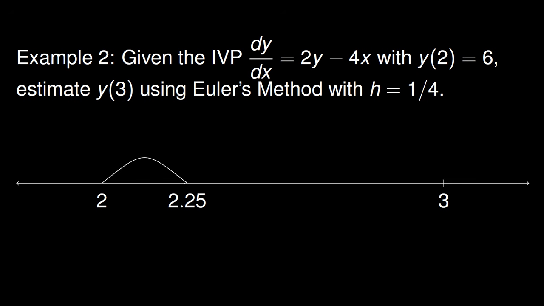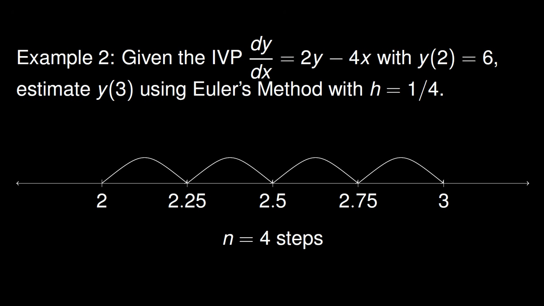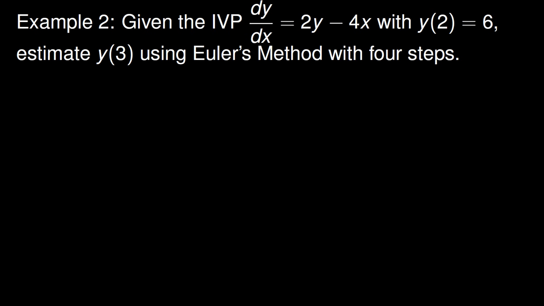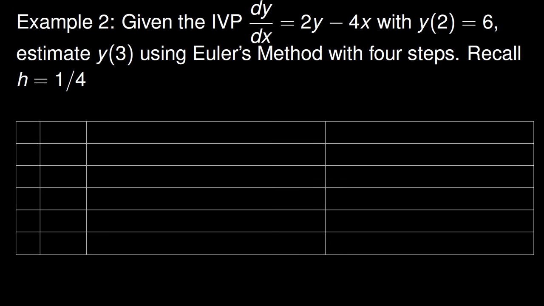So if I go 1/4 up, I'm at 2.25. Another quarter up is at 2.5. Another quarter up is at 2.75. And then 4 steps later, we are finally at 3, which means that n is equal to 4 in this example. And yet again, we have the x values that we will need in our table. Excellent. So let's go ahead and create this table.